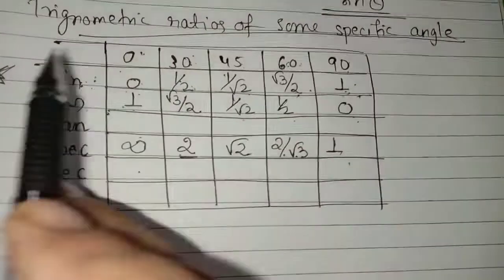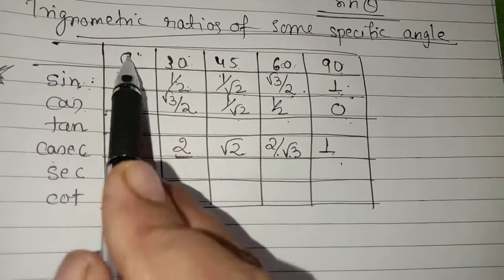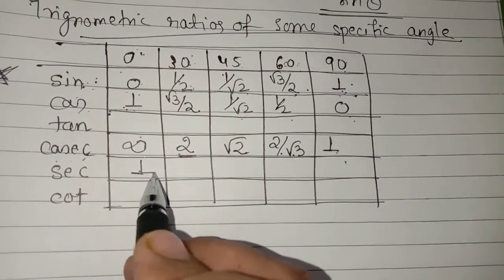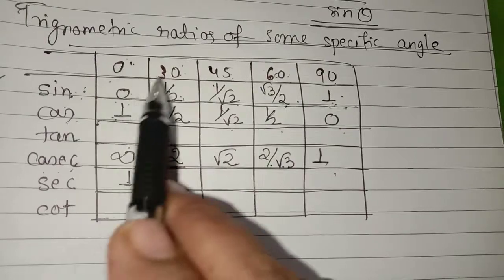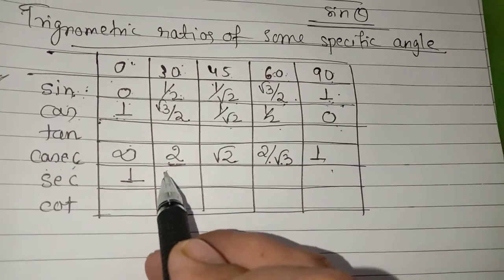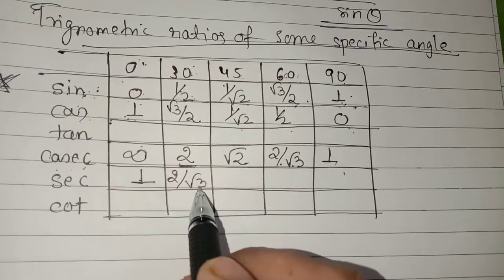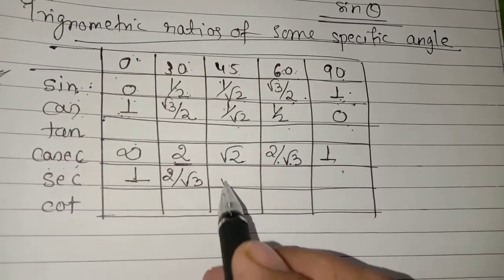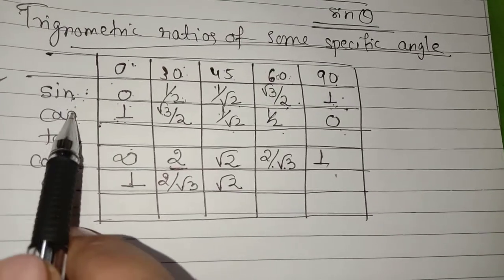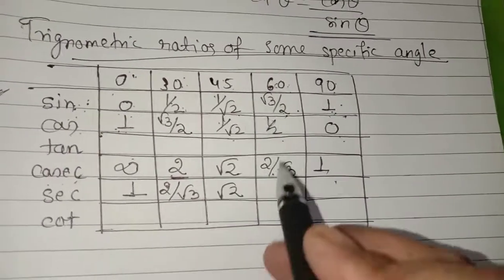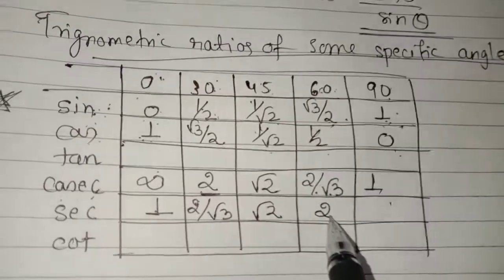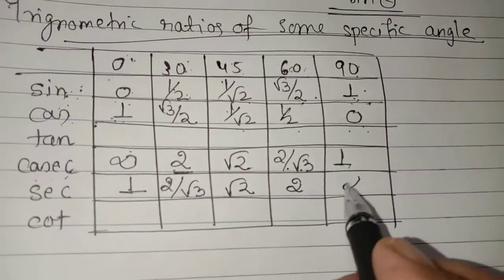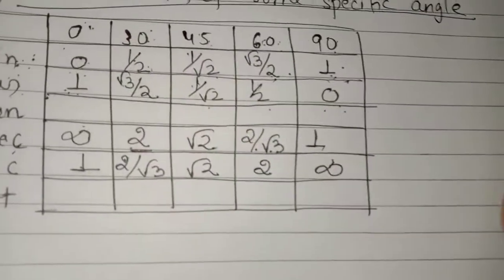See, cos 0 is 1. So what is the value of sec 0? Sec 0 is also 1. Clear? Cos 30 is root 3 by 2. So sec 30 is what? 2 by root 3. And cos 45 is 1 by root 2. So sec 45 will be root 2. Cos 60 is 1 by 2. So sec 60 is 2. Clear? And then cos 90 is 0. So what is sec 90? It is undefined.